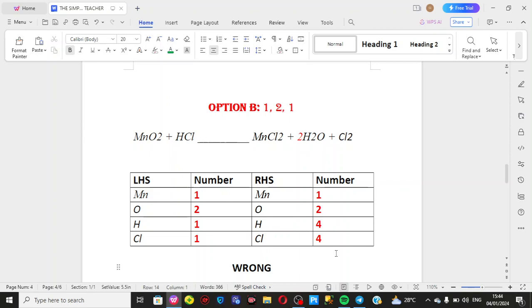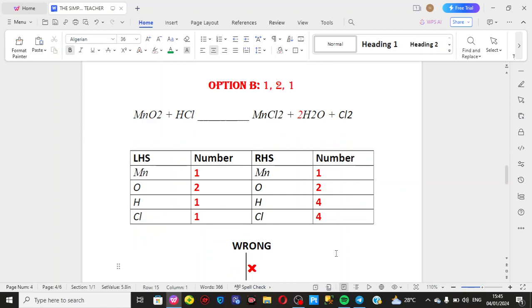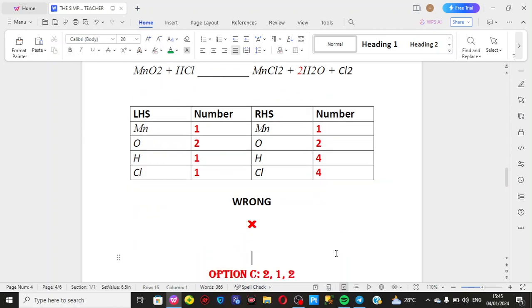Now chlorine, how many can you see? From the left hand side is just 1. The right hand side, how many can you see? It is 4. How is it 4? When you look at manganese chloride, the chlorine atoms there are 2. Then the chlorine molecule has 2 atoms of chlorine, so 2 plus 2 is 4. So because of this difference in the coefficient of hydrogen and chlorine, option B cannot go.